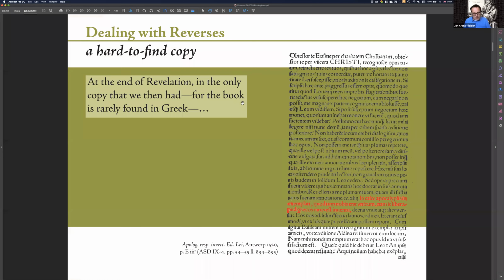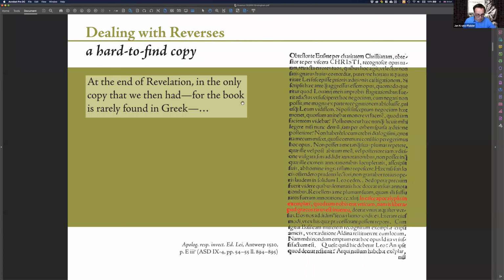In 1520, Erasmus wrote against Lee, one of his critics: at the end of Revelation, in the only copy that we then had, for the book is rarely found in Greek. Well, and here you see the reference in the Latin, tum nobis erat unicum, is to the time of production of the 1516 edition, and to Revelation, not the final verses, but the entire book.